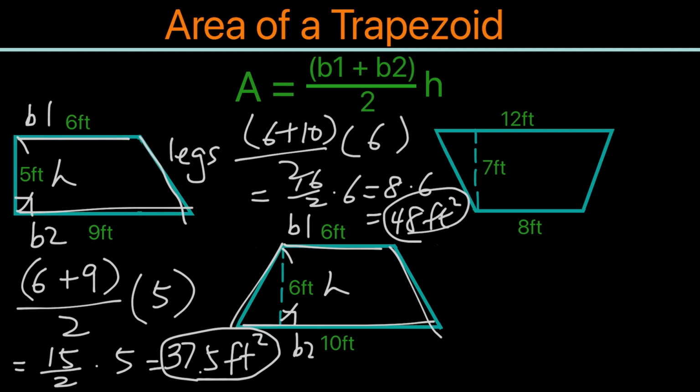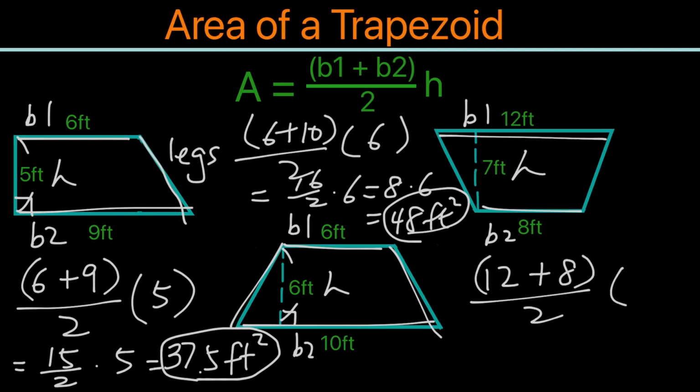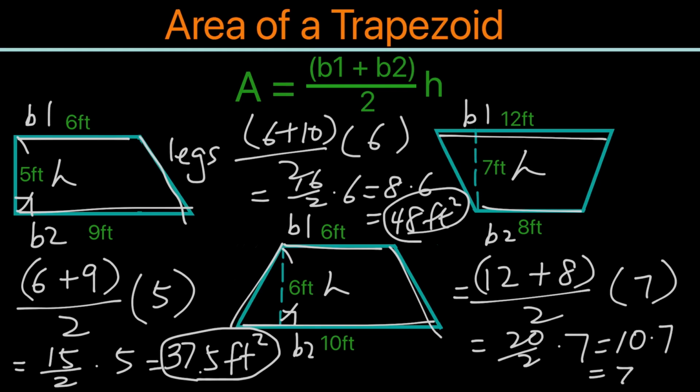Now for the third trapezoid to the right, we can tell these two are the bases. This one's the height. So plugging into the formula, it's 20 over 2 times 7, 10 times 7, so 70 square feet is the answer for the third trapezoid.